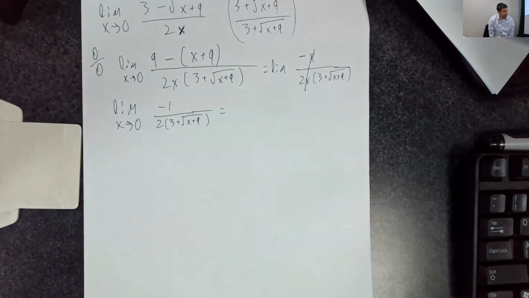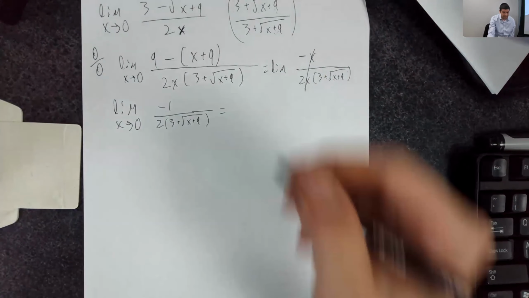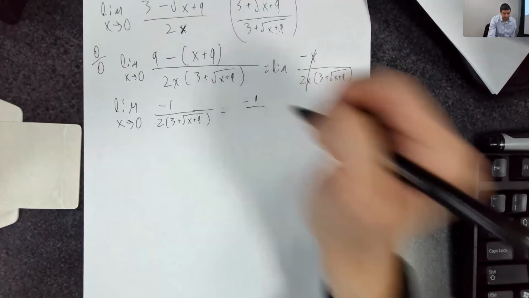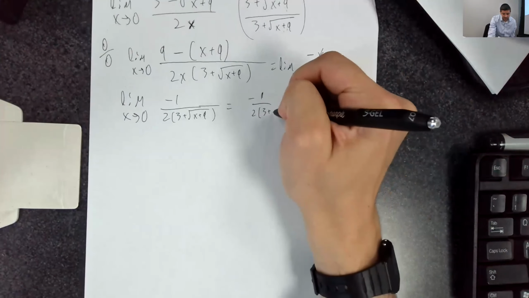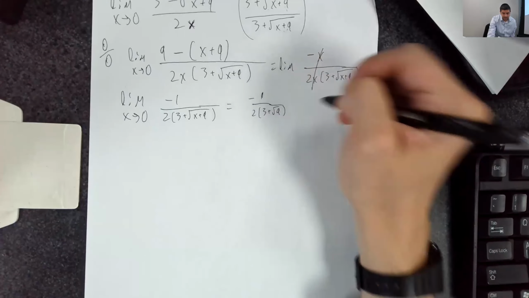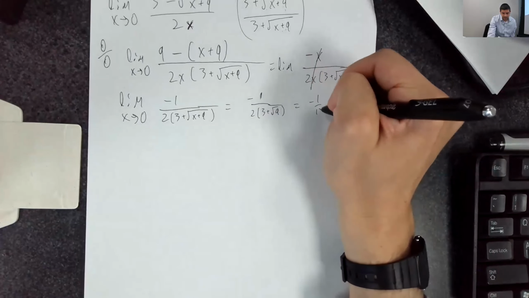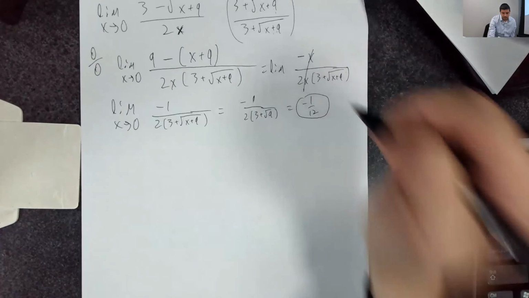What do I get for the final? One over... and I get negative 1 over 12. So 2 times 3 plus radical 9, negative 1 over 12. Good.